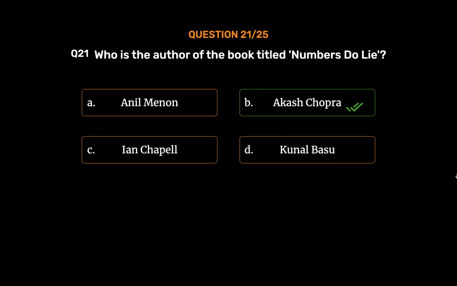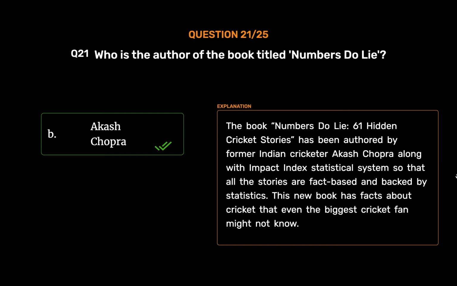Akash Chopra. The book Numbers Do Lie, 61 Hidden Cricket Stories has been authored by former Indian cricketer Akash Chopra along with Impact Index statistical systems, so that all the stories are fact-based and backed by statistics. This new book has facts about cricket that even the biggest cricket fan might not know.